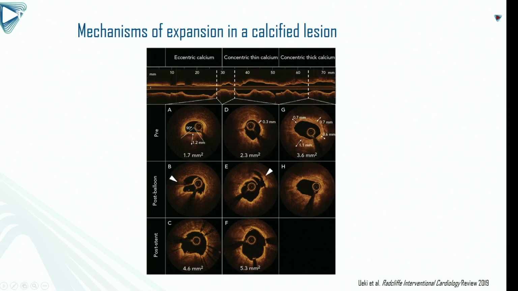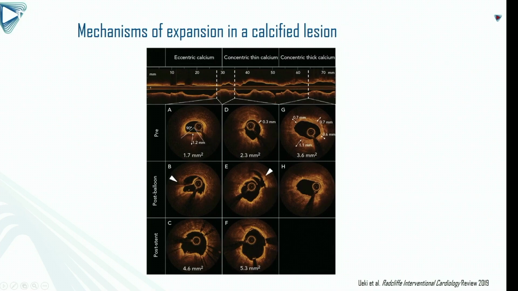In the middle column, though, you see the effect of balloon dilatation to thin but concentric calcification. In this case, they measure the depth of the calcium, in this case 0.3 millimeters. If you do balloon dilatation, you create dissections and you usually create cracks in the calcium, which finally may help you to achieve adequate stent expansion without going to more aggressive lesion pre-dilatation or atherectomy devices.